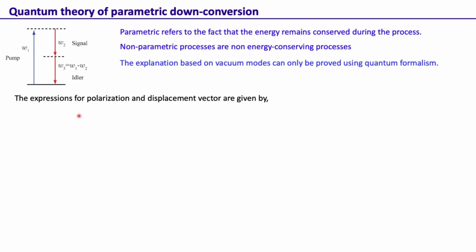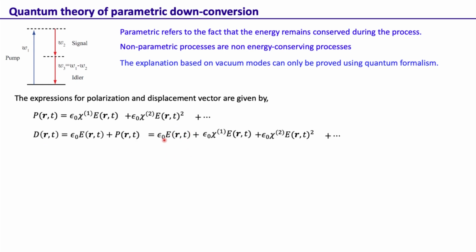First of all, let's write the expressions for the polarization and displacement vector in the case of nonlinear optics. Here we have written only up to the second term: that's the linear term and the second order term, and as a result the displacement has the linear term and the second order term. Of course there are other terms, but we are only interested at this point in the second order effects, which is why we are writing only up to the second order term. So we have already derived this polarization and this displacement vector.